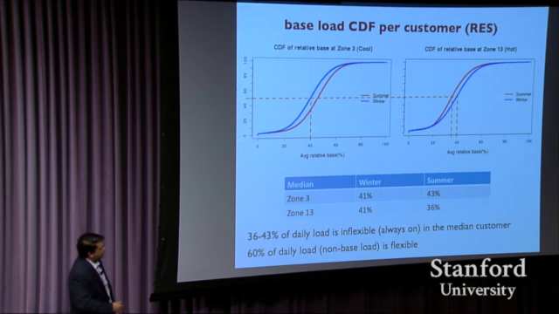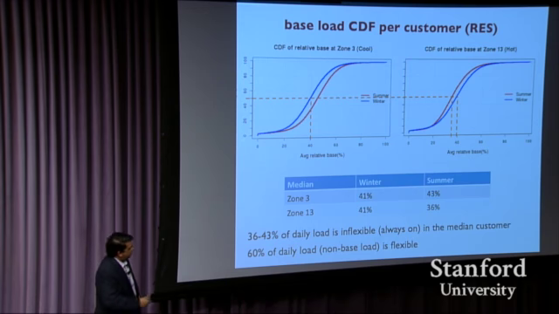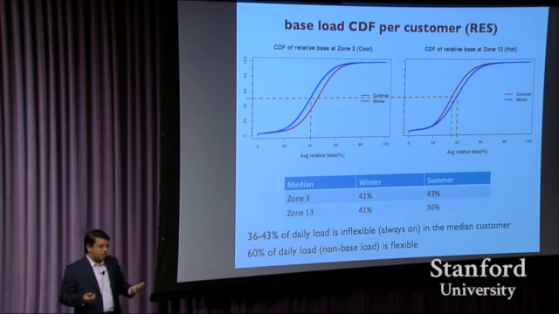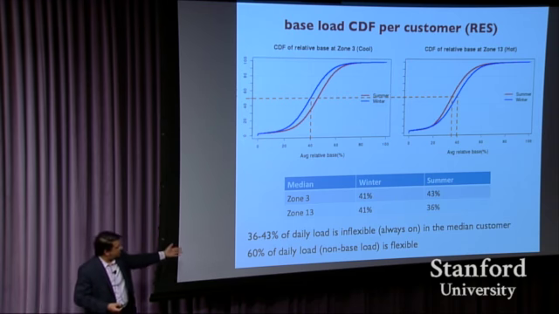Okay, same for the inland area. Slightly less, indicating maybe you are starting to see some influence of air conditioning. So from this, I can say these are loads that are always on. So I get my number: 60% of the daily load is variable.